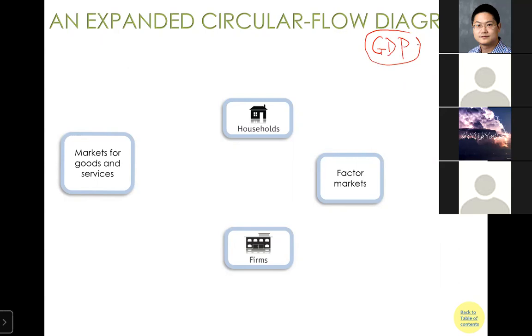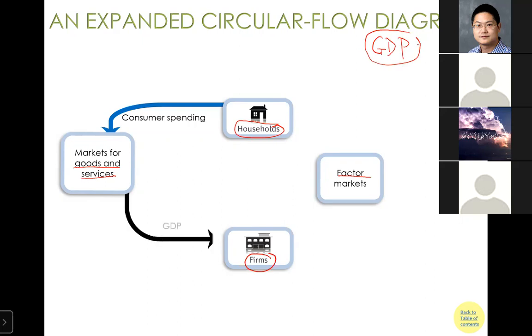We start with two agents or two parties in the economy. One is a household, the other is a firm. They interact in two different markets. One is goods and services, the other is the factor market, right? And then we quickly make this model more realistic, essentially making it more complicated to capture how the real economy works. Before we have government, you can see there's a closed loop.